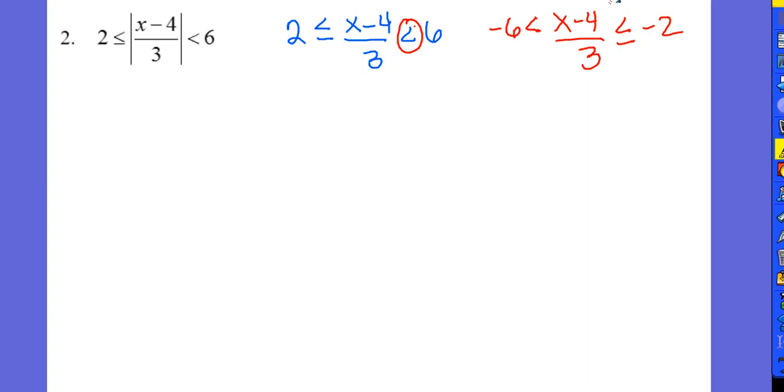The only thing that switched were the outsides. They both became negatives, and they switched places, okay? And the inequality went with the number it belonged to. So the 6 had a greater than or less than, and the 2 had a less than or equal to, greater than or equal to. So when you solve this one, check out what happens. It's pretty interesting. Clear the 3, right?